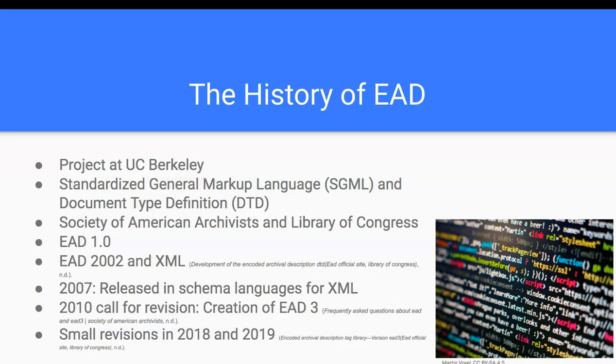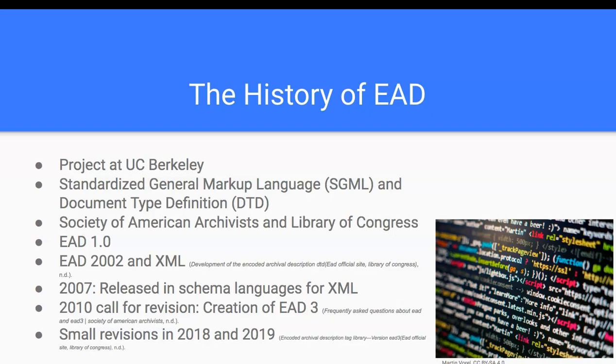So, for the history of EAD, it started as a project at the University of California at Berkeley in 1993. And like Jessica explained, they wanted to make archives of finding aids available online. And they decided to create EAD with a standardized general markup language, which is just a standard markup language code used to type out the finding aids and convert them to an online platform. And they decided to use a document type definition template, which Google says sets out the format and tag structure of an XML or HTML document.